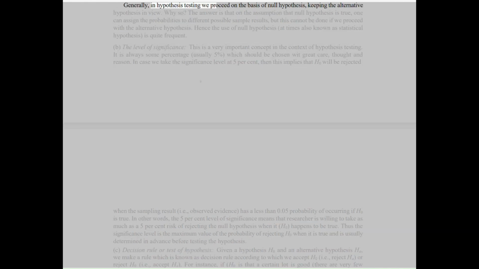Generally, in hypothesis testing we proceed on the basis of null hypothesis, keeping the alternative hypothesis in view. Why so? The answer is that on the assumption that null hypothesis is true, one can assign the probabilities to different possible sample results, but this cannot be done if we proceed with the alternative hypothesis. Hence the use of null hypothesis, at times also known as statistical hypothesis, is quite frequent.